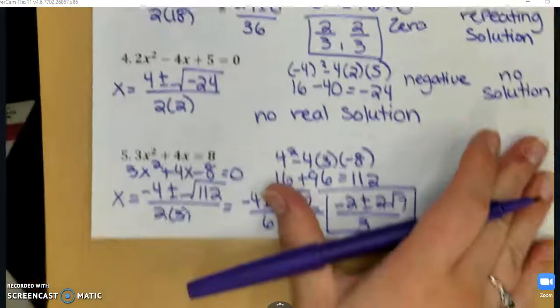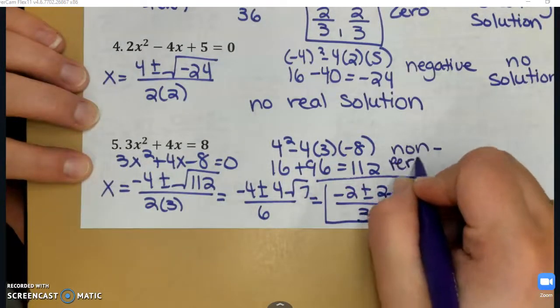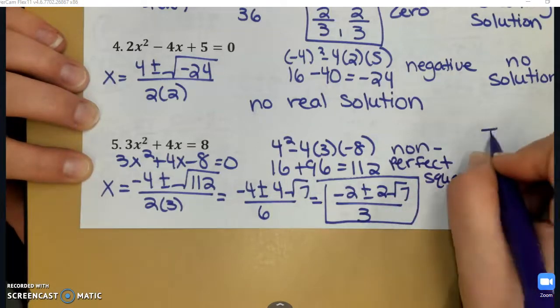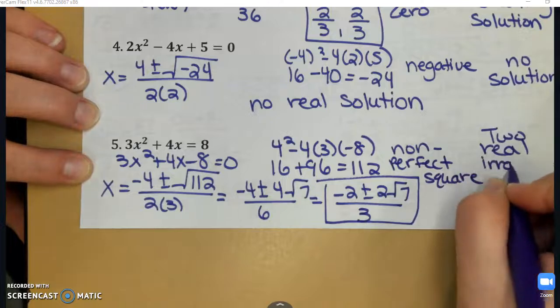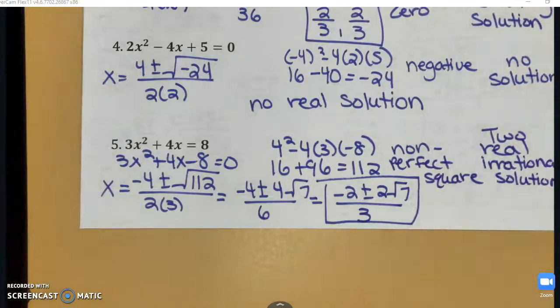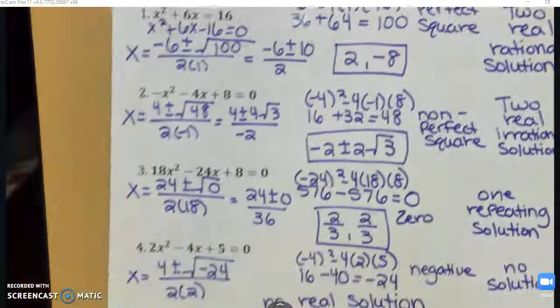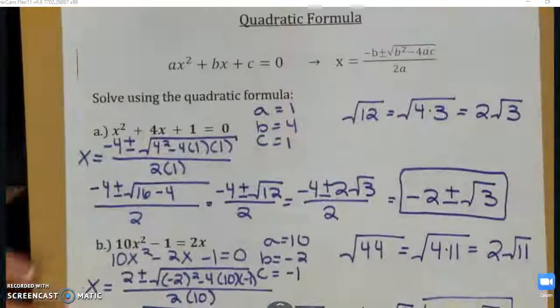And then lastly on 5, again we had a non-perfect square, which meant we are going to have 2 real irrational solutions. And that is how you can use your discriminant to predict the type of solution you're going to have. So either a perfect square, non-perfect square, 0, or negative number. And that concludes our notes on the quadratic formula today.